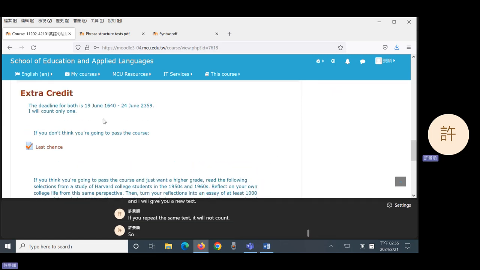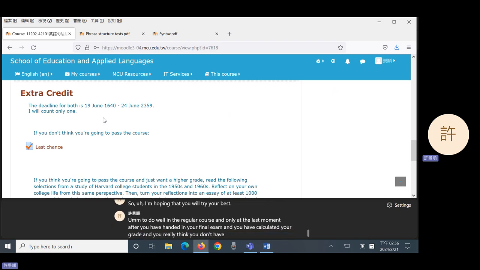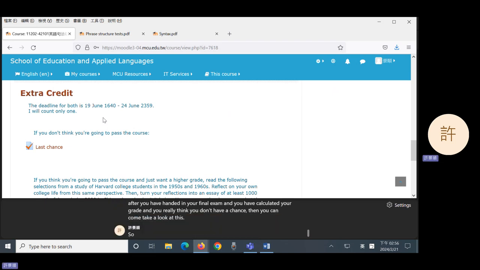So both of these have a deadline. This is week 19 to week 20. I think this is Wednesday to Wednesday, week 18 to week 19. So I'm hoping that you will try your best to do well in the regular course. And only at the last moment, after you have handed in your final exam and you have calculated your grade and you really think you don't have a chance, then you can come take a look at this. I'm not going to tell you what this is. I want to keep it a surprise.